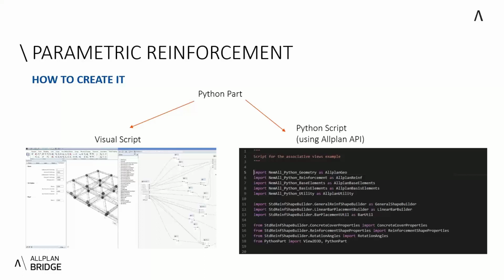It already has good documentation, so you can use this documentation to create your Python script. But the idea is you use either Visual Script or Python script to create this parametric object. So we use the same concept to also create a parametric reinforcement.